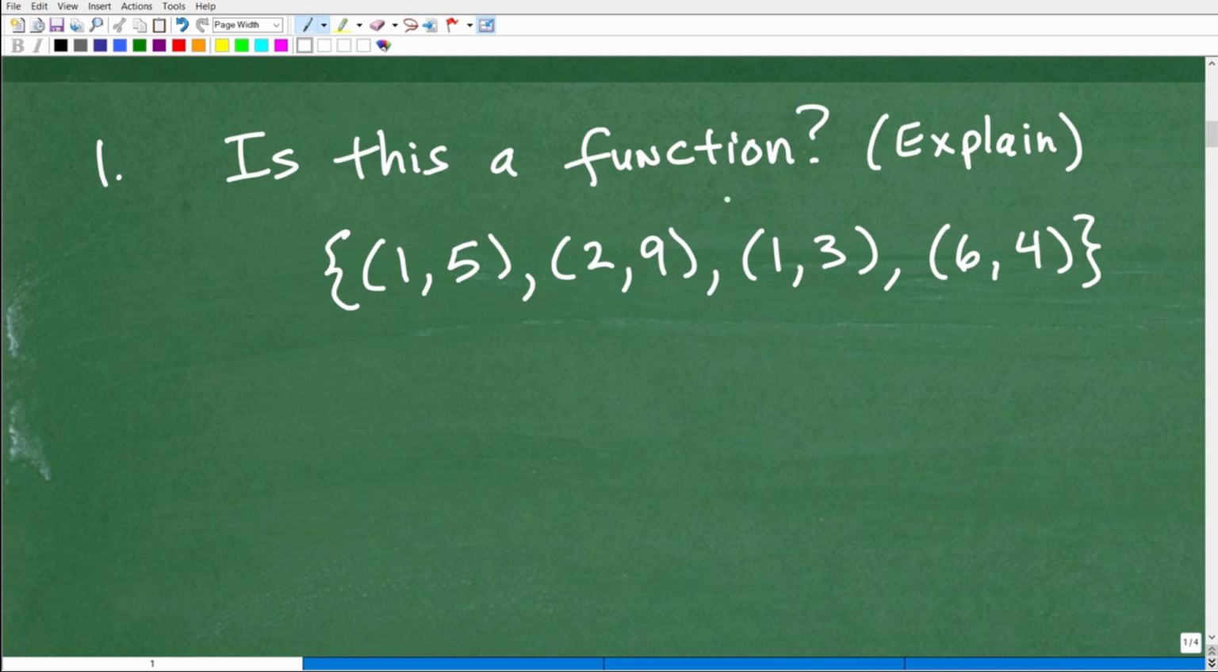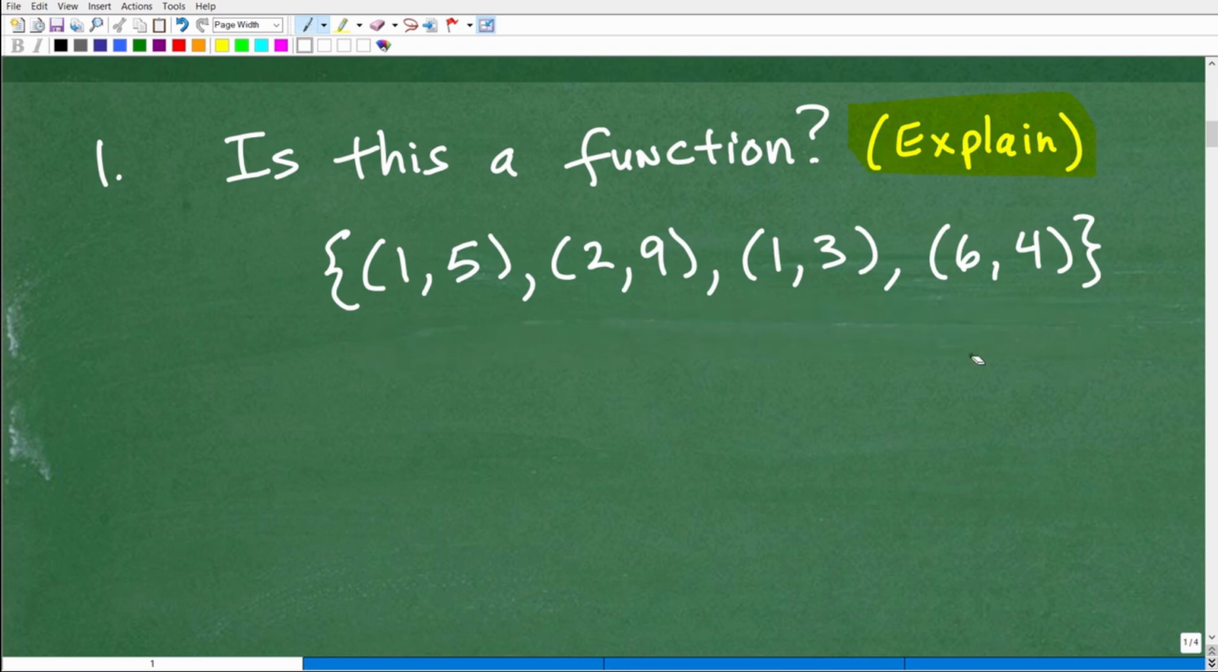And the question is, is this a function? And I want you to explain, in other words, justify your answer. So here we go. It's a set of points. So I have the points (1, 5), (2, 9), (1, 3), and (6, 4). Please tell me if this is a function, yes or no. And again, explain your answer.